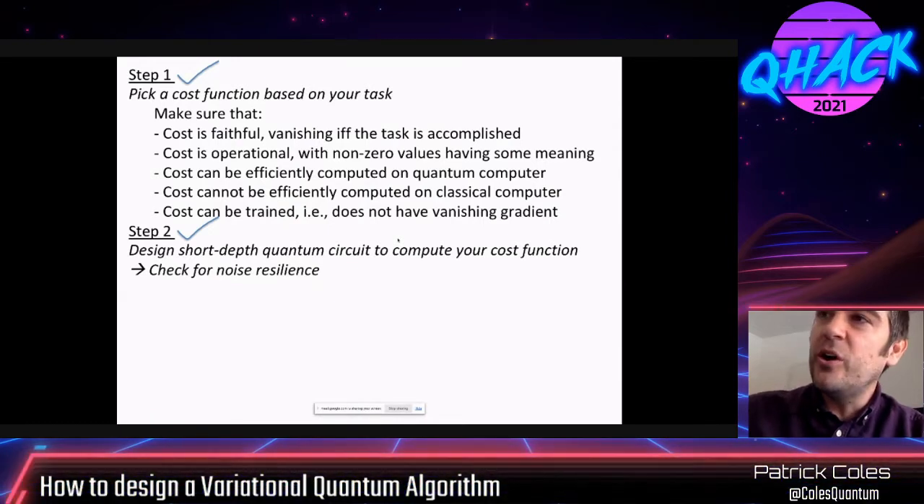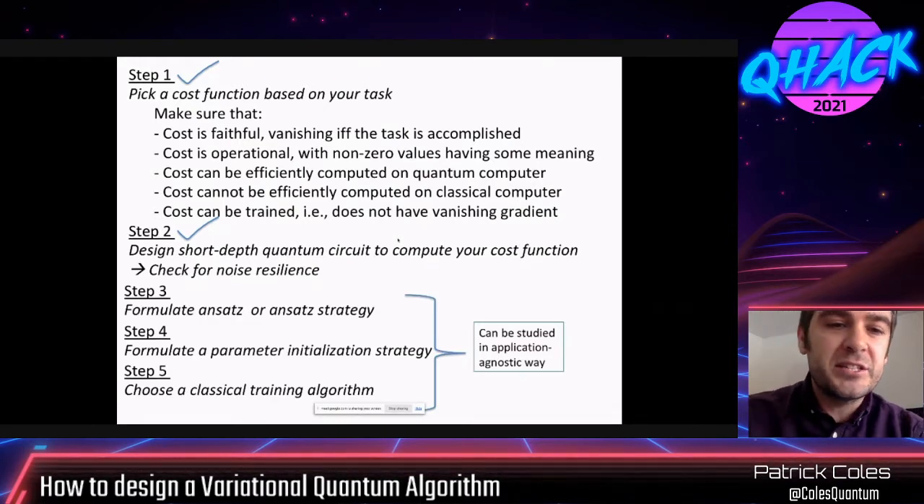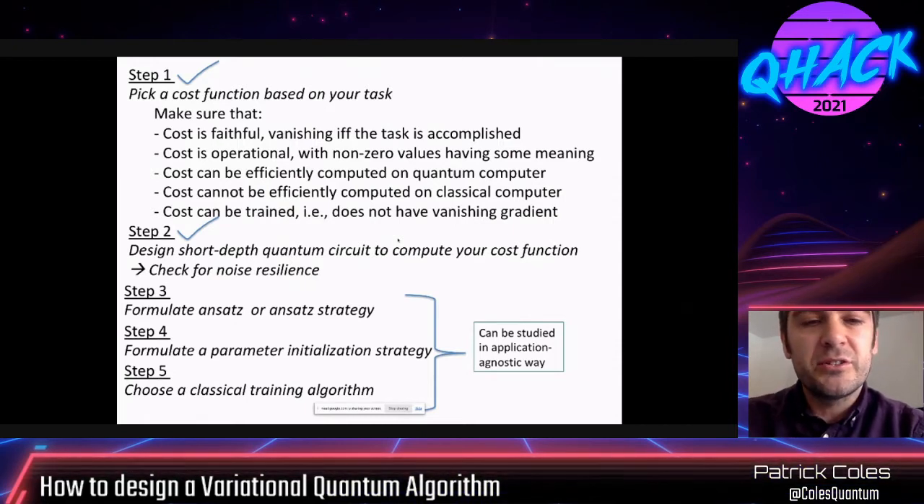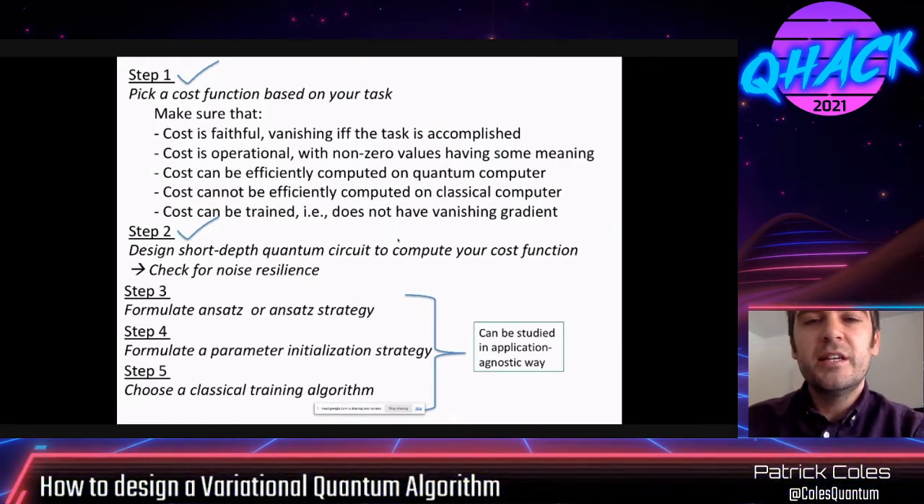Okay, so in the context of this quantum compiling example, I've ticked off the first two steps. I still haven't talked about the other steps, like formulating an ansatz, initialization strategy, or an optimizer, and I won't be able to do justice to those. There's a large literature on that. In fact, what's interesting is that those steps often are studied in an application agnostic way. You can study them generically outside of the context of a particular application. But I will make a couple remarks on those steps right now.